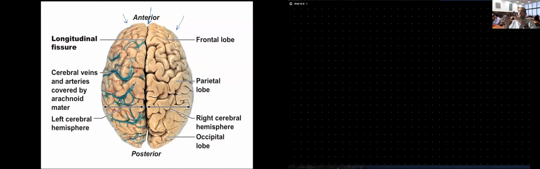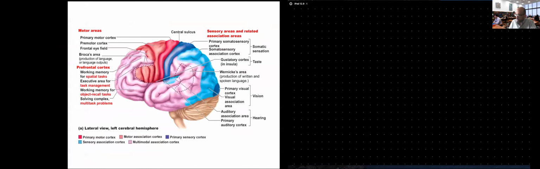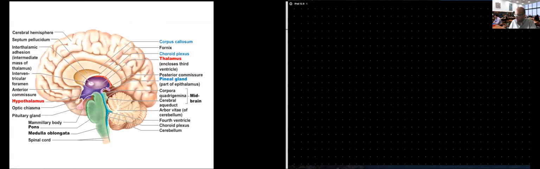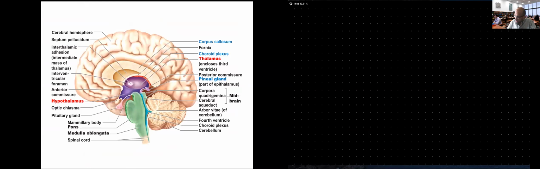So the cerebrum is formed of two cerebral hemispheres. Its outer layer is what we call the cerebral cortex. The inner part of the cerebrum is what we call the white matter. And the white matter of the cerebrum is connecting the right and left cerebral hemispheres to one another. We call this the corpus callosum.